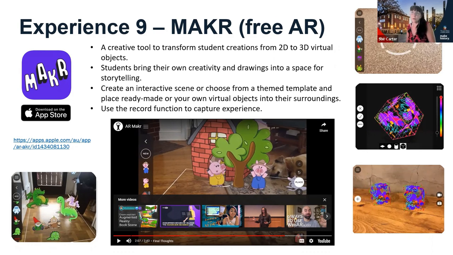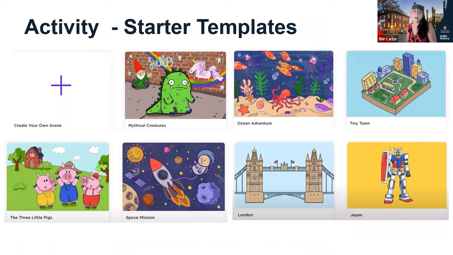So this AR Maker has some starter templates. So it already gives the children some sort of starting point. And we were just looking at the three little pigs, but there are options around space missions, looking at London or Japan, having a tiny town or something in the ocean. There are some mythical creatures, but they can create their own scenes as well. So once they're familiar with some of the starter templates, you'd want to move them on into their own creations.